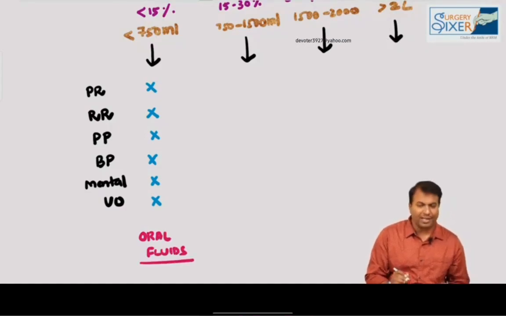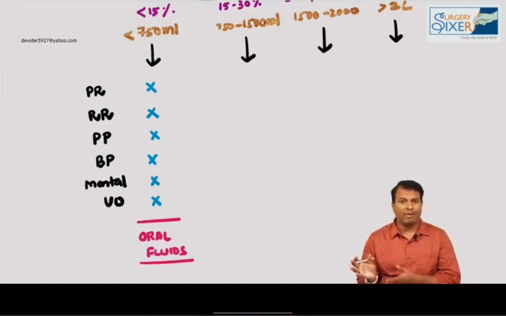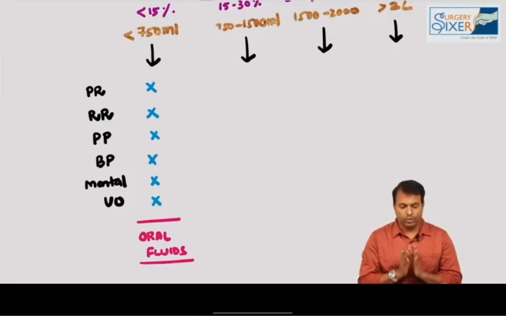At most, we can give only IV crystalloids. You would have seen in a blood bank, after donating blood, they give 200 ml of fruit juice or something to drink. That is the main purpose. So when just 750 ml of blood is lost, nothing happens. No value gets altered, everything is the same.